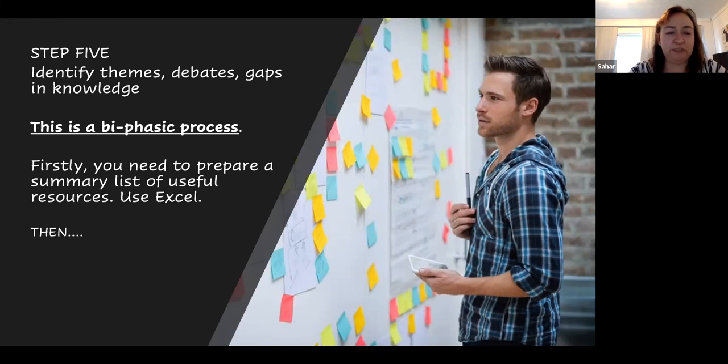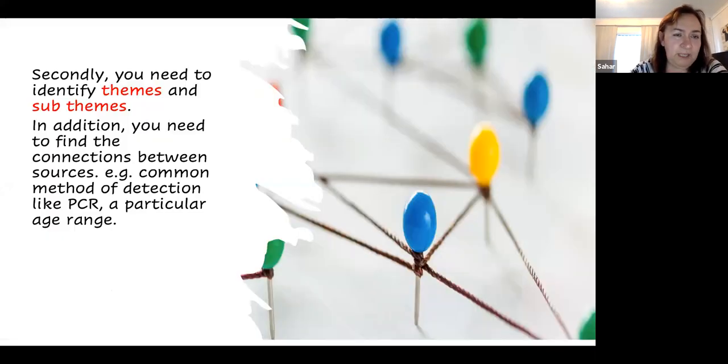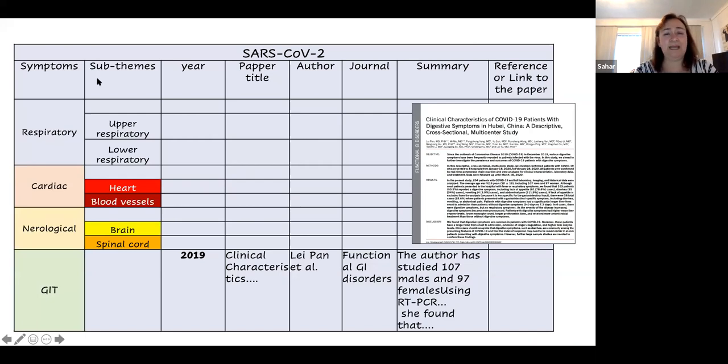You need first to prepare a summary of your useful resources. The best way to do that is to use Excel, or you can use ordinary white papers. You write the paper and then you summarize the findings of the paper. So you need to identify themes and sub-themes later on, and in addition, you need to find the connections between them. So what does that mean? Let me show you. This is usually an Excel file, not a Word file, but for the sake of the presentation, I copied it into the presentation.